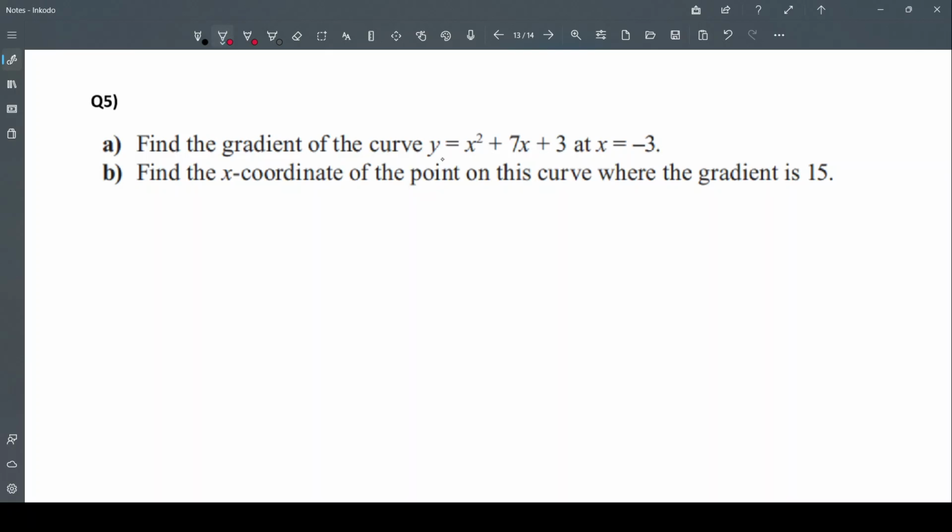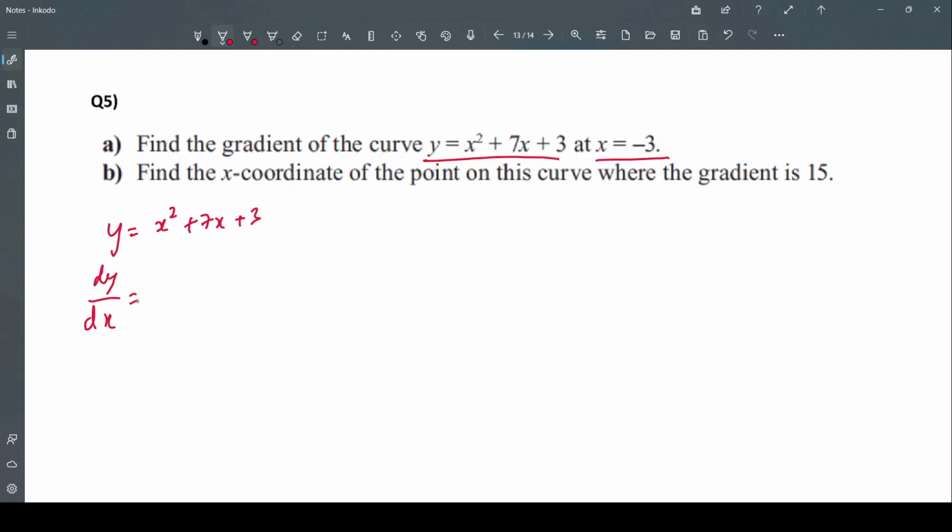Find the gradient of the curve, this one, at point x equals to minus 3. So we will differentiate this one because the function is x square plus 7x plus 3. First we have to differentiate this, and then we'll put the value of x in the differentiated value. Then we will find out the gradient of that particular point. So let's differentiate this.